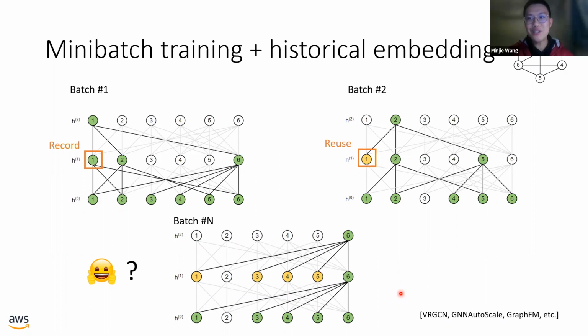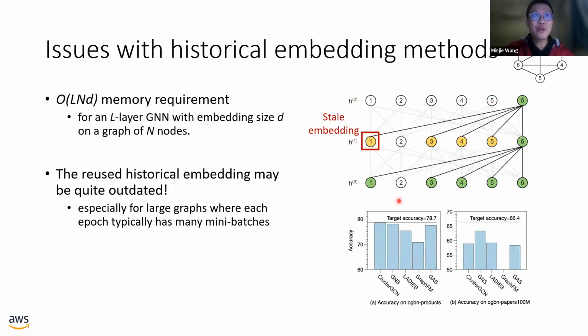So now the question is, are we good? Is this the solution we want? Does it actually solve the problem? Actually, we found there are two issues when we apply these historical embeddings on large graphs.